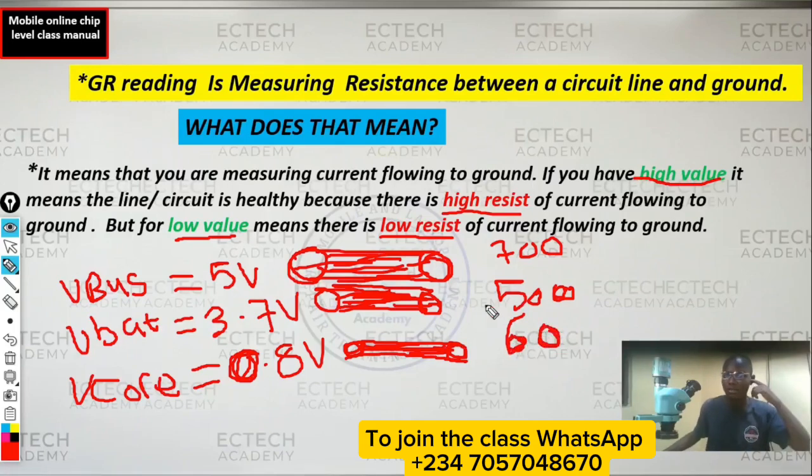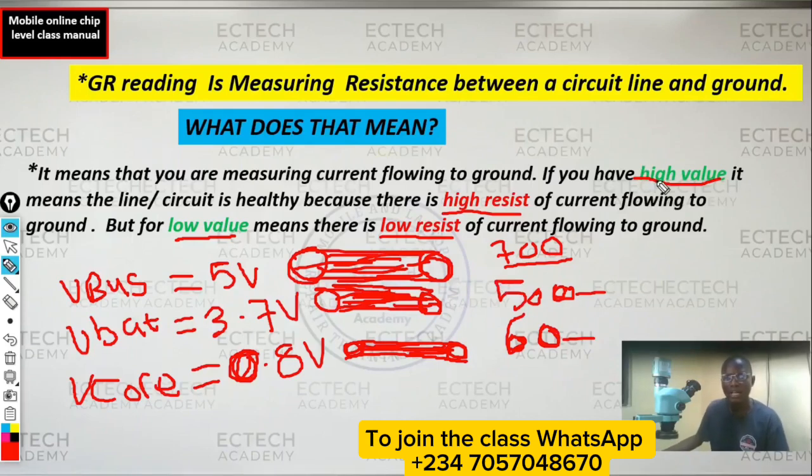So now when we measure the GR reading of this 0.8 volts, we have maybe 60 diode value. All right, so when we have the high value, which one is the high value in these three? This one is the first one, the second one, and this one is the lowest value. So when we have a high value, it means we have high resistance to current. Another word for resist is obstacle, obstruct, obstruction. So when there is an obstacle, there is resistance to permission.